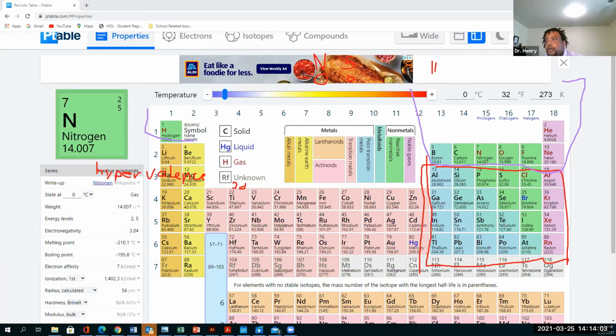Okay, and so the ones that you're going to be concerned about primarily, you're going to see phosphorus do it occasionally, you're going to see these guys, and iodine is known to do it very well too. But technically all of the guys over here can do it.